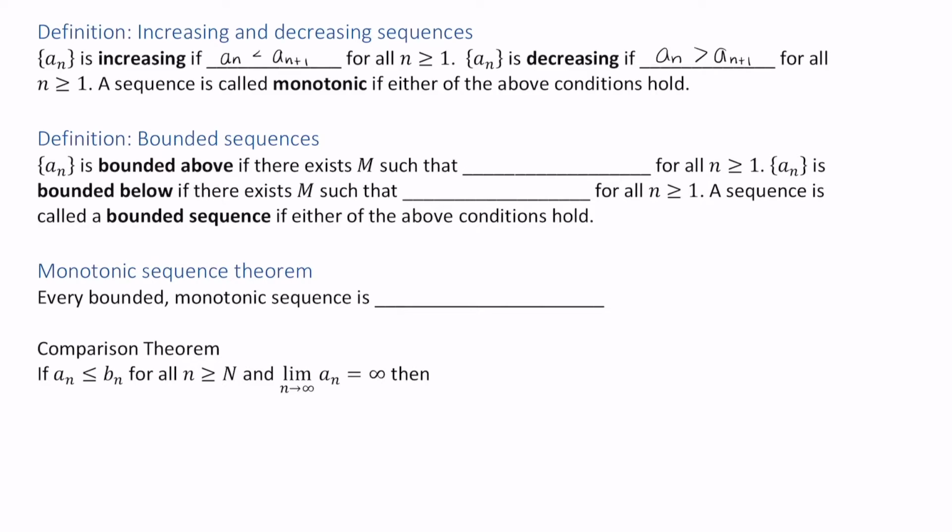Next, let's discuss bounded sequences. A sequence is bounded above if there exists some M such that a_n is less than or equal to that M for all n greater than or equal to 1. This sequence a_n is bounded below if there exists some M so that our sequence is always larger than this value M for all integers n greater than or equal to 1. A sequence is called a bounded sequence if either of the above conditions hold.